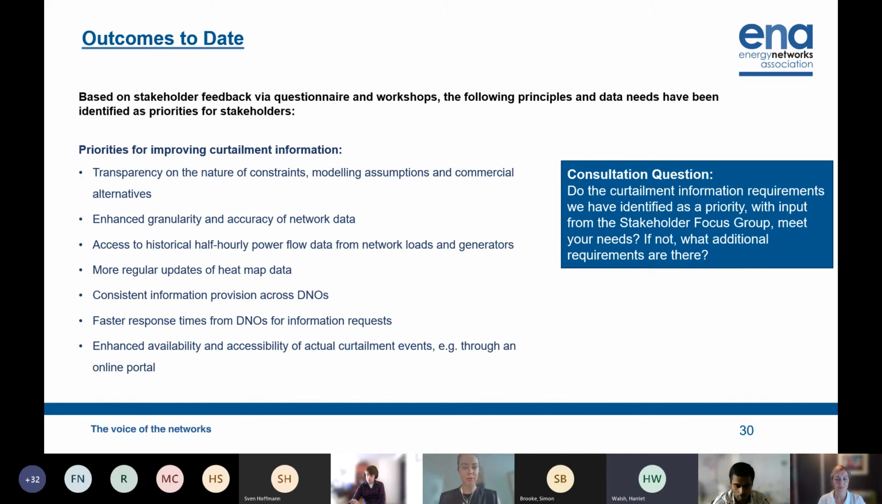But at a more high level, some of the key priorities that were coming out were around the transparency on the nature of constraints and modelling assumptions, information on commercial alternatives, increased granularity and accuracy of network data, access to historical half-hourly power flow data from network loads and generators, more regular updates of heat map data, consistent information provision across DNOs, which was coming through a lot, for each stage of the connection journey, as well as faster response times and enhanced availability and accessibility of curtailment events through something like an online portal.